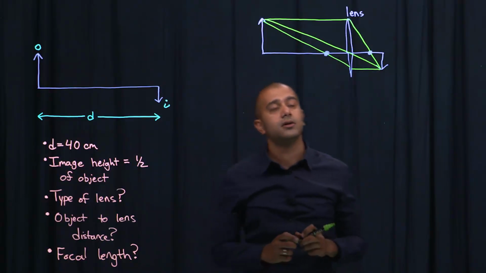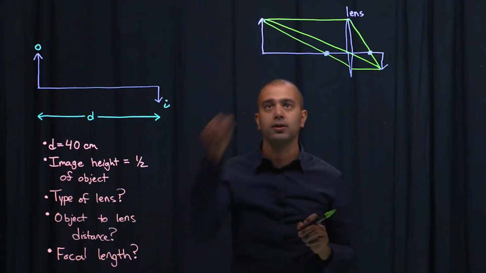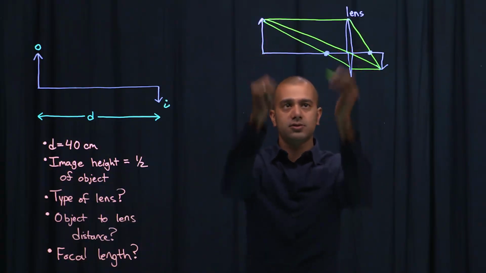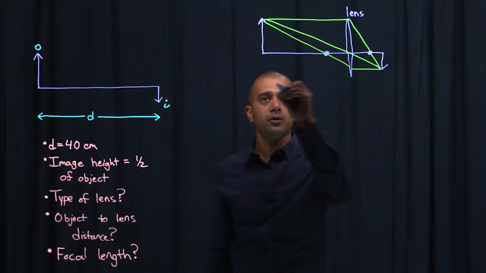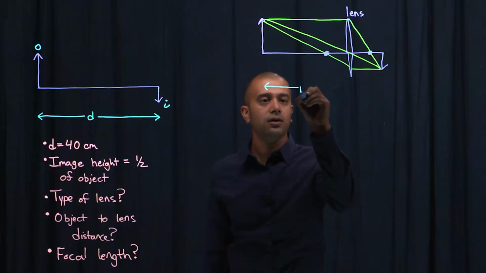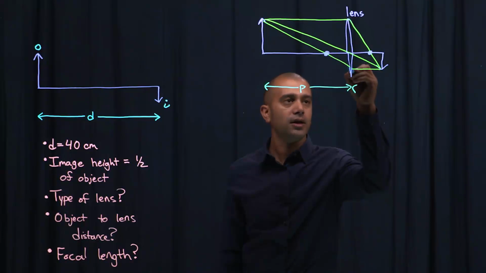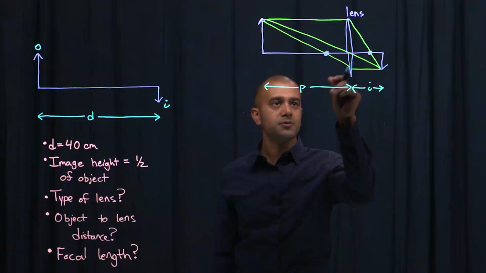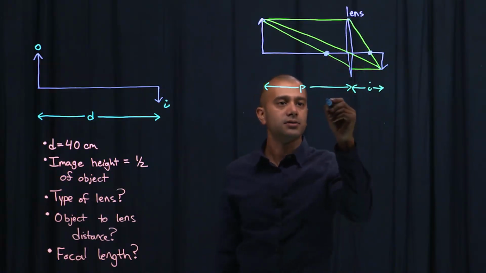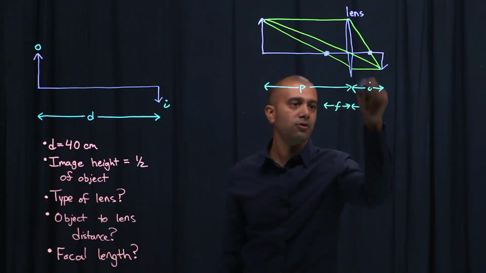Okay, so given this, we know that it's a convergent lens. We need to find out the distance between the object and the lens, so this distance right here. Let me label all these things with the values they use in your book. The distance between the object and the lens is called P. The distance between the lens and the image is called I. And the distance between the focal point and the center of the lens is called F. These are both F.